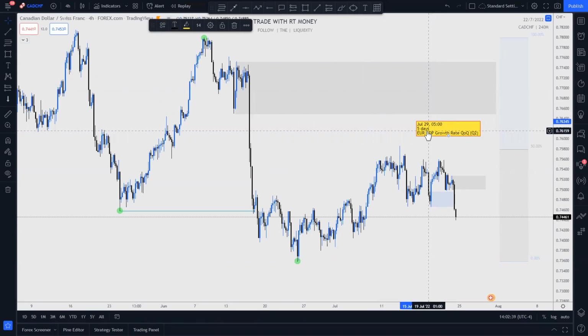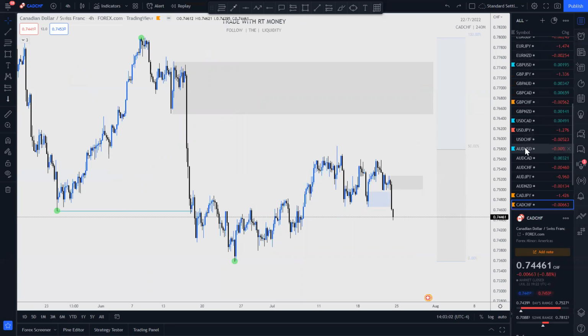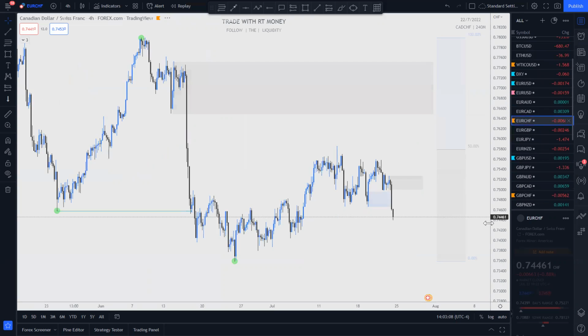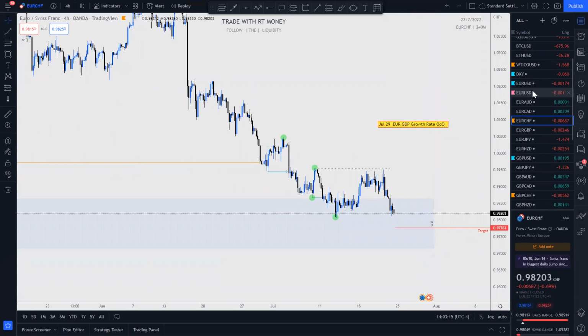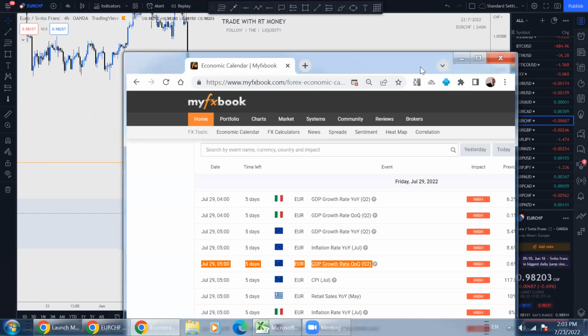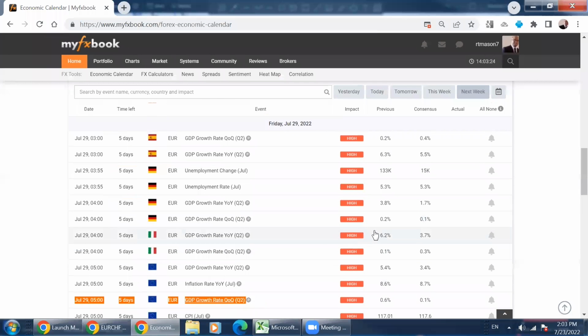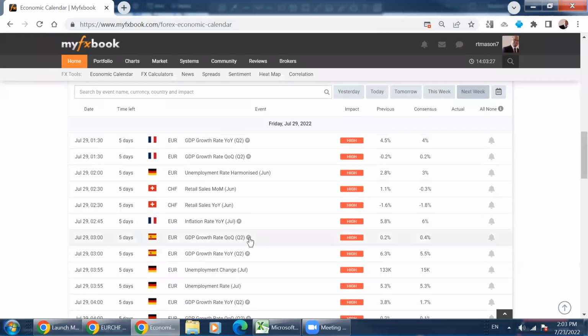On Friday, there will be a Euro GDP growth rate coming through. That applies to the Euro, right? They're going to take a look at their quarterly growth rate and all. Euro Swiss, and I think I have it there already. Okay, good. What I want to point out is that on the calendar, you can see this is going to be a very important week. Look at this.